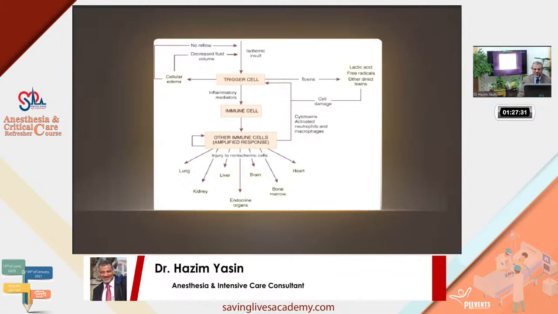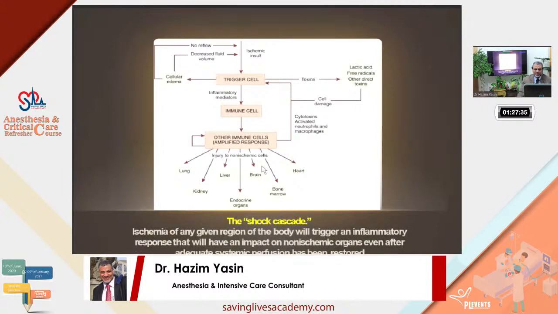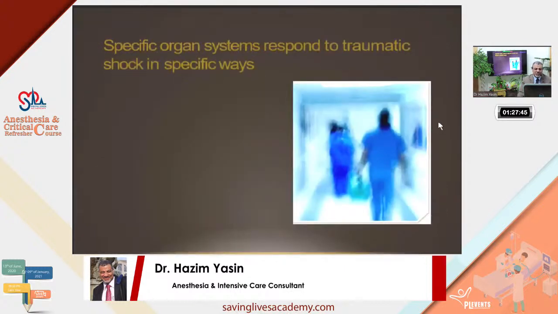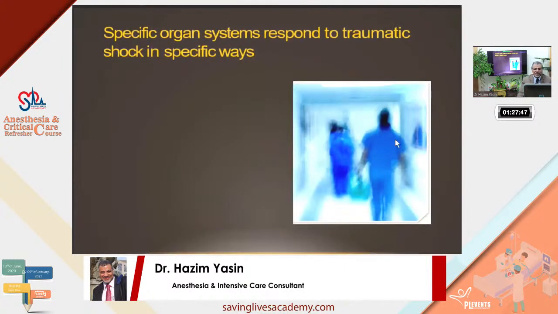Resuscitation from hemorrhage. Resuscitation fluids usually is crystalloids for 1 liter, but the blood has the priority over the crystalloids. O negative blood can be given, as we see, the shock cascade, and the platelets and fresh frozen plasma also is given by 1-1-1 ratio.